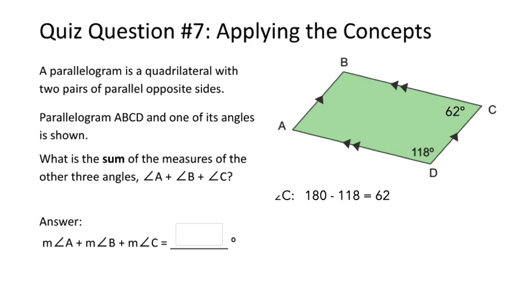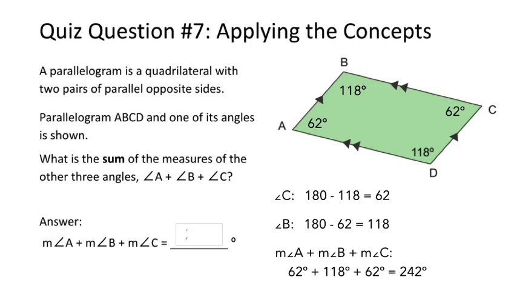How about the measure of angle B? B and C are supplementary. 180 minus 62 is 118. And now what we want to do is figure out the measure of angle A, which would be 62 degrees, again because it's supplementary with B. Now we have enough to determine the measure of angle A plus B plus C, and that's going to be 242 degrees. And what we will remember from solving this problem is the sum of the four angles of any quadrilateral is 360 degrees.